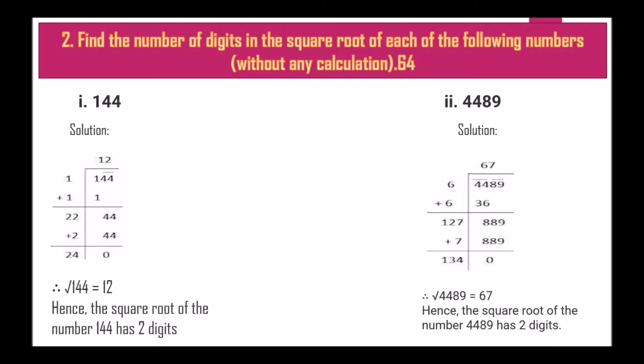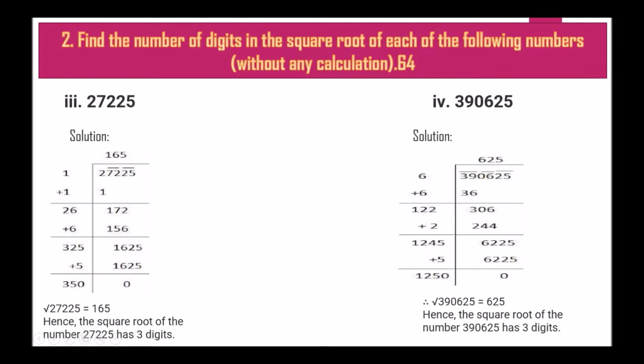Next, second question: find the number of digits in the square root of each of the following numbers without any calculation. So 144. If we do it, that is 12. Hence the square root of the number 144 has 2 digits. 4489. If we do it with the division method, that is 67. So the square root of the number 4489 has 2 digits.